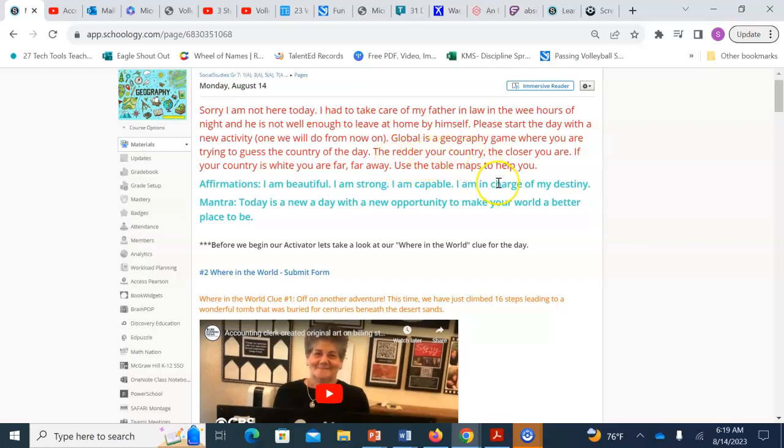So basically how Global works is you're trying to guess the country of the day. You try to guess it in as few guesses as possible. The redder the color, the closer you are to the country. If you get white colors, then you're really far away. So use the table maps and try to find the country today.